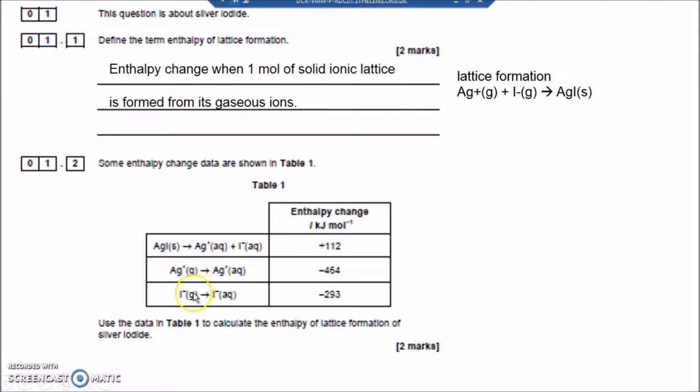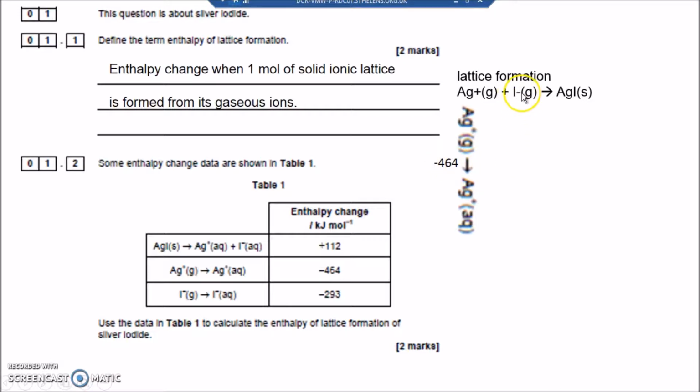And then what we do is we use these and piece this together. Have we got anything with Ag+ in it? Yes, we have. We've got Ag+ gas going to Ag+ aq. So we've got this coming down to Ag+ aq, and it tells us the enthalpy change is minus 464.